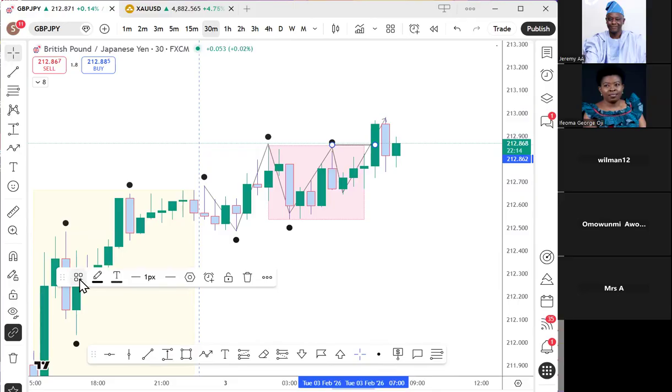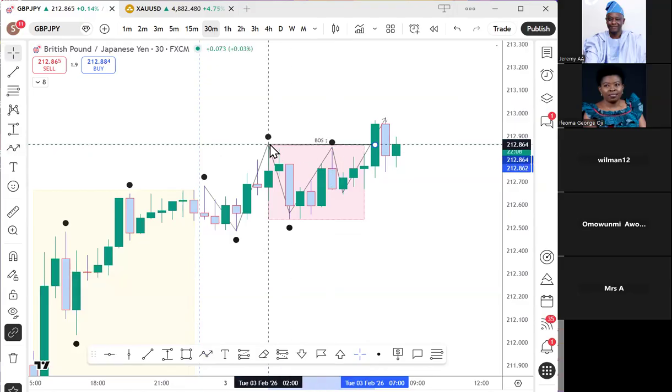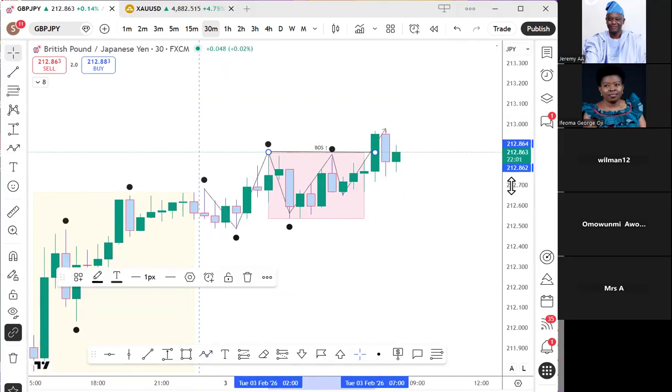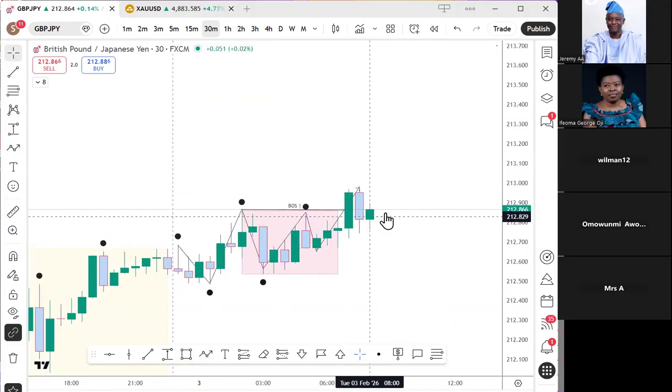Right. You can see a break of structure right there. Okay. Let's even extend all the way from here. Right, you can see a break of structure. So what do you expect? You expect price to potentially continue going upwards, right?